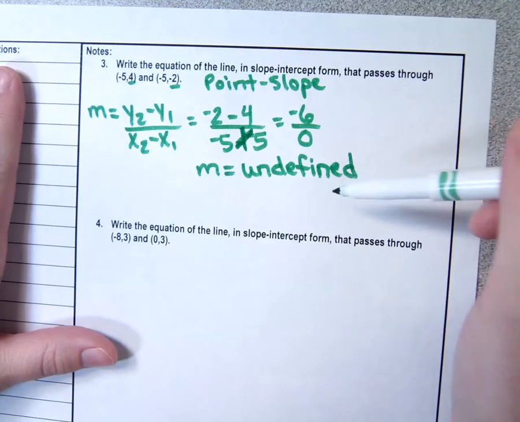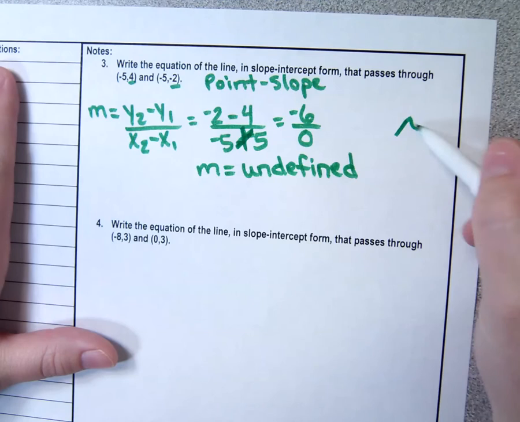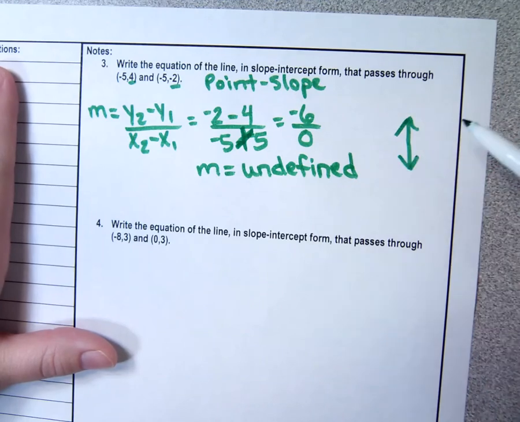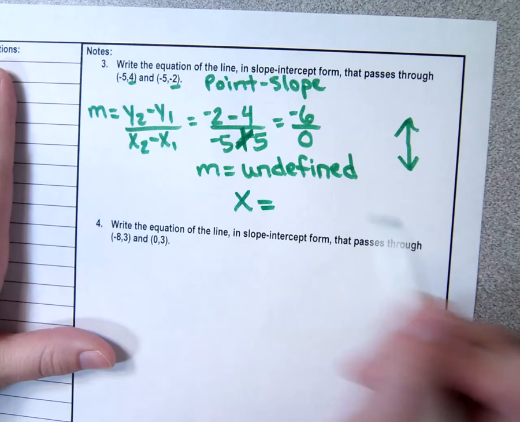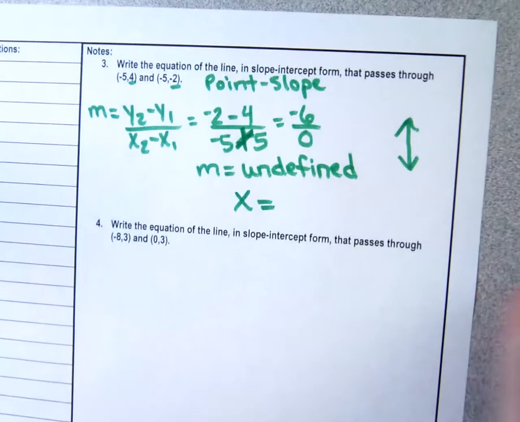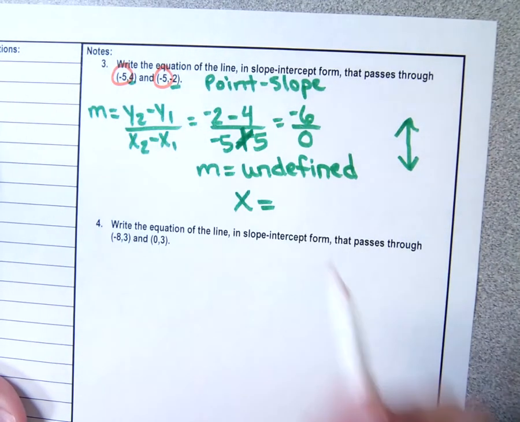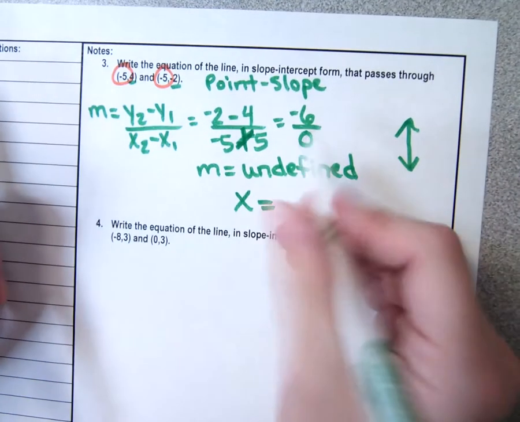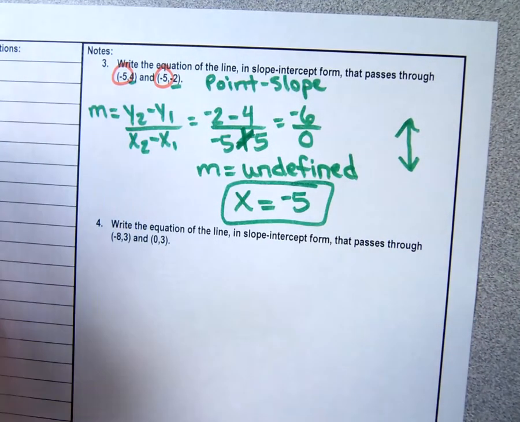When the slope is undefined, what does the line look like? The line is vertical. Now, what do all vertical lines have in their equation? All vertical lines say x equals. So all I have to do is look at their x coordinates. This one has an x coordinate of negative 5. This one has an x coordinate of negative 5. And so that is the equation of the line: x equals negative 5.